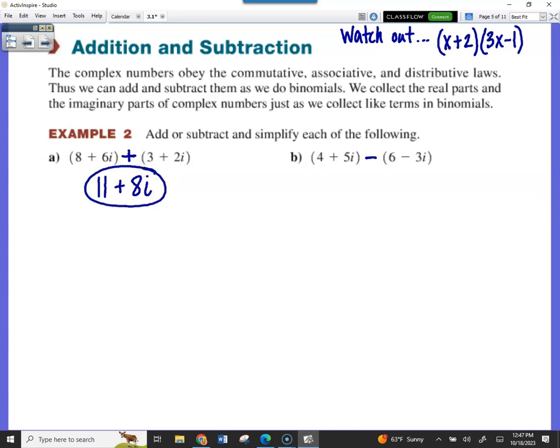Now, this one, you do have to distribute the negative. There you go.